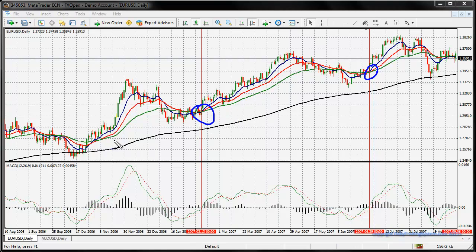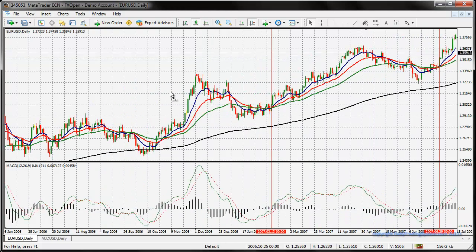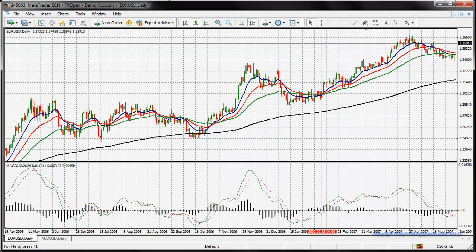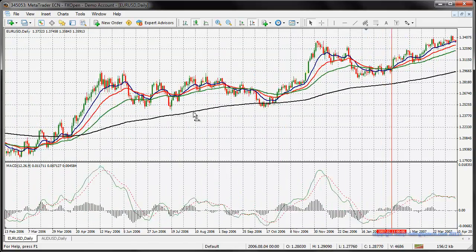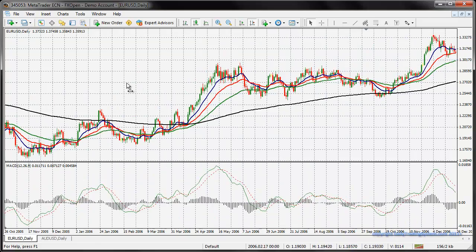Now, for an even better signal, wait for it to line up with the iMACD as well when they cross over. And that's basically a 30-second video that's been explained into a 10-minute video, but I wanted to show you how to use the moving averages first.